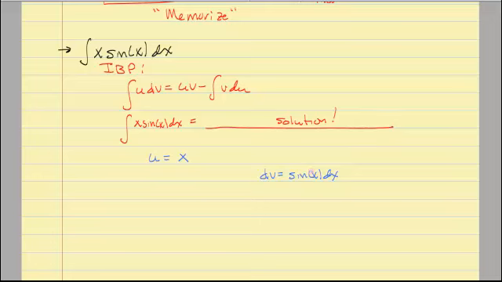Now I wrote these in a particular way because pretty soon when we look at this, we're actually going to be integrating one side and taking a derivative of the other. So let's go ahead and look at that. So I need a du, the derivative of x is 1 dx, and then I need a v. So let's think about this one. As I move from dv to v, I don't take a derivative, I integrate.